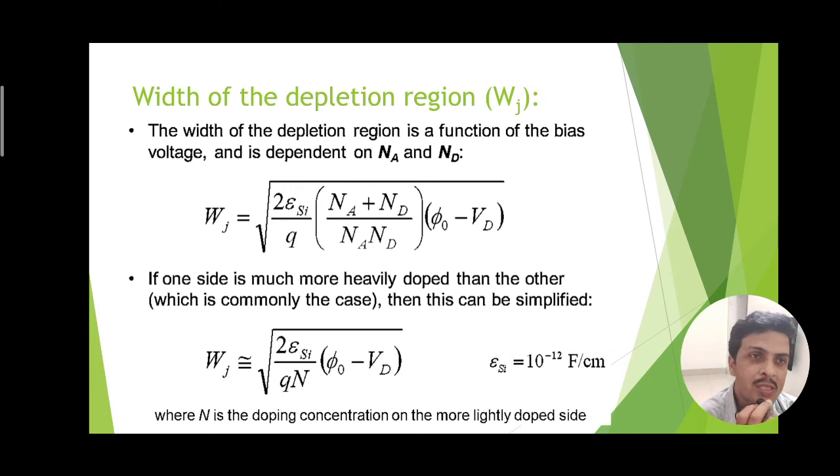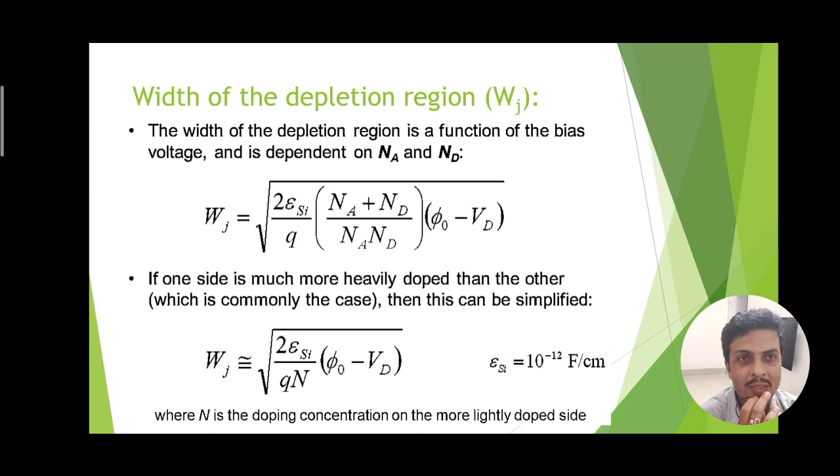If the diode voltage is positive, that means forward bias, at that time phi 0 minus Vd will be reduced. Therefore, the width of the depletion region reduced due to the applied forward bias voltage. And when the applied voltage is negative, at that time phi 0 minus Vd is increased. So under the reverse bias, we see that width of the depletion region increases.